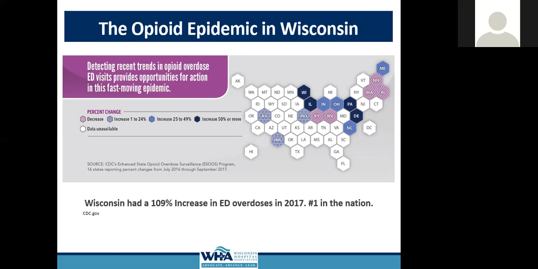In 2017, Wisconsin had the ominous honor of having the greatest increase in ED overdoses in the nation. We had a 109% increase in ED overdoses in that year, basically doubling our ED overdoses. That's a big part of the reason I really want emergency physicians and PCPs to start talking, because the ED is uniquely positioned to intervene in this epidemic, but it has to be a partnership. We need to have the place to refer patients to. We need to have care processes in place to make this actually work.